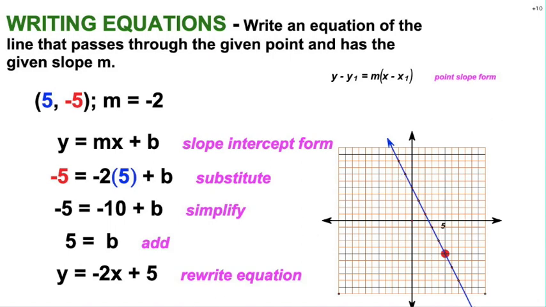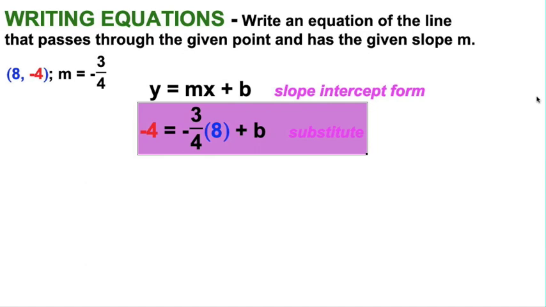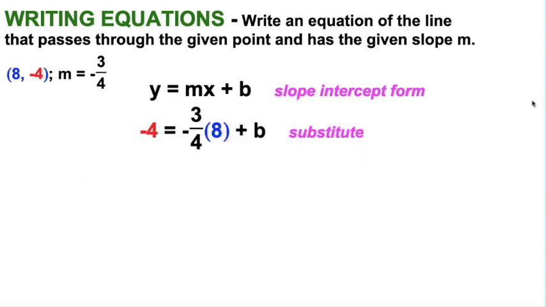Again, that was number 6. Let's try number 7. We're given a point, 8, -4. And gosh, I must like that quadrant. And we're given the slope-intercept form. This time we have a fractional slope. And we're not going to do the graphing. We're just going to do the substituting right here. Okay, easy enough. Let's substitute 8 for x and -4 for y.